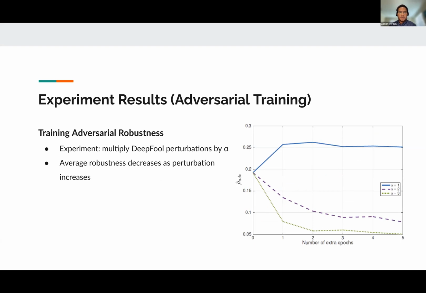So the authors had a hypothesis that the more you perturb an image, the less robust your model becomes when training on it. So they did an experiment by increasing the perturbations by DeepFool by a constant scalar here, alpha. We can see when alpha is 1, your robustness still increases, but as you gradually increase it, your robustness dramatically decreases.